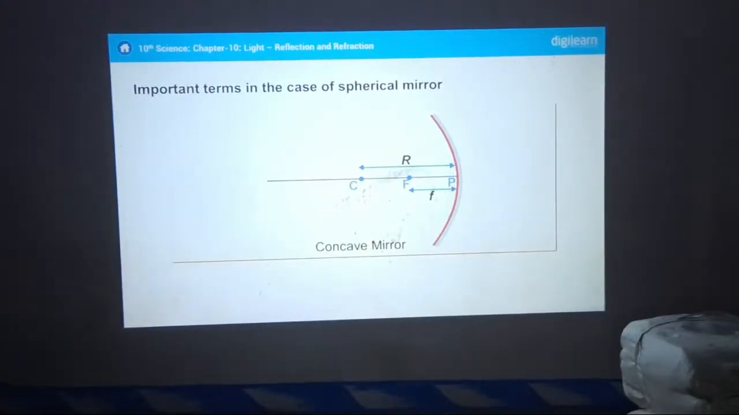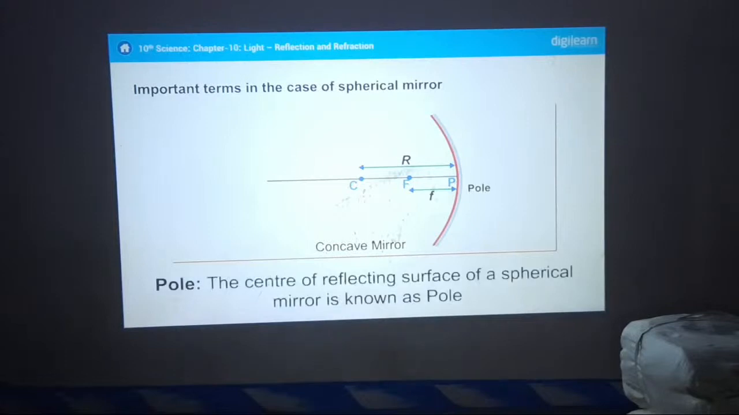Important terms in the case of spherical mirror. Concave mirror. Pole. The center of reflecting surface of a spherical mirror is known as pole. Pole lies in the surface of spherical mirror. Pole is generally represented by P.